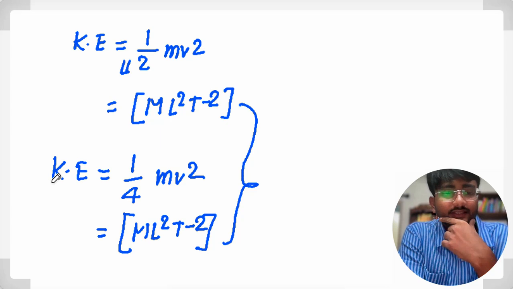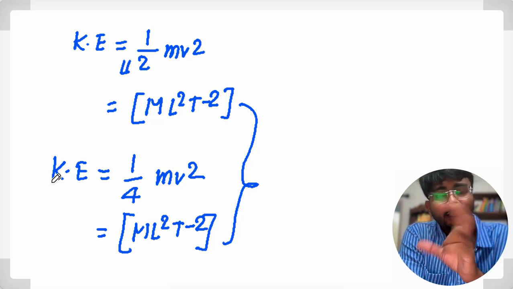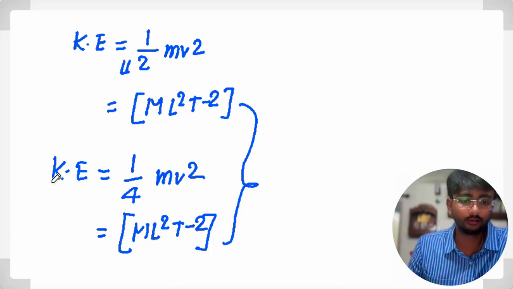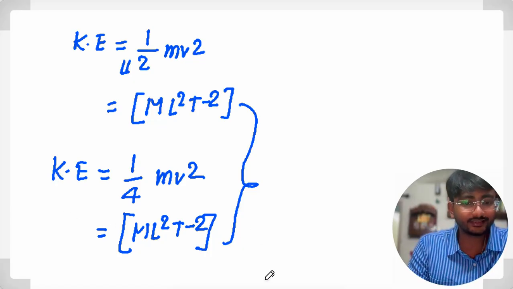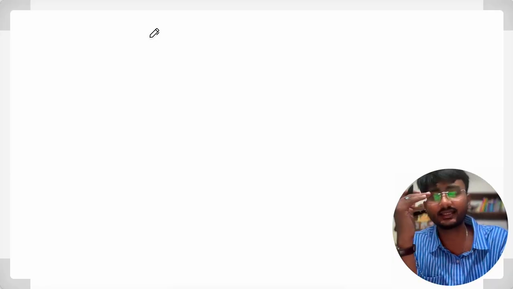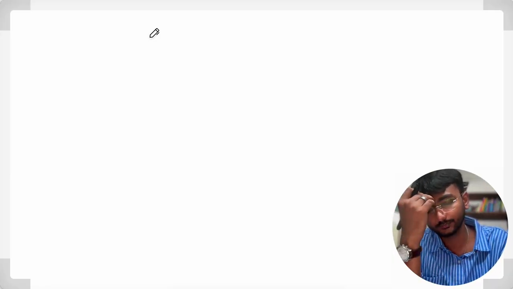Now let's understand how we can say that any equation is correct or incorrect on the basis of dimension. Let me consider some other examples.